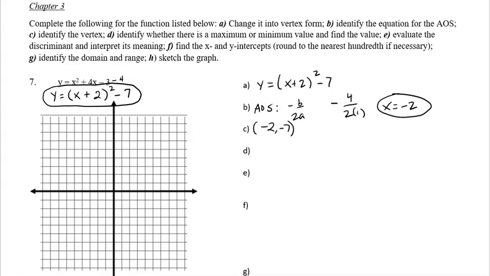Well, the parabola is going to open up, so that means the vertex is at the bottom of the parabola, so I'm going to have a minimum. And the value of the minimum is whatever the y-coordinate is of the vertex, so that's -7.